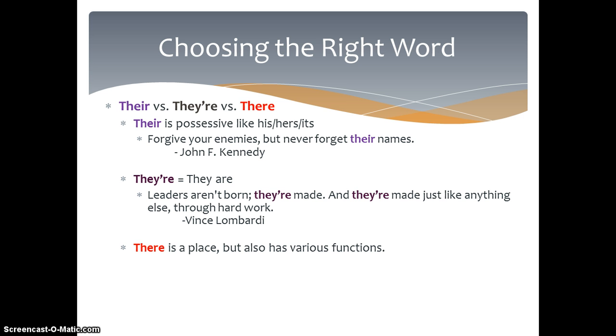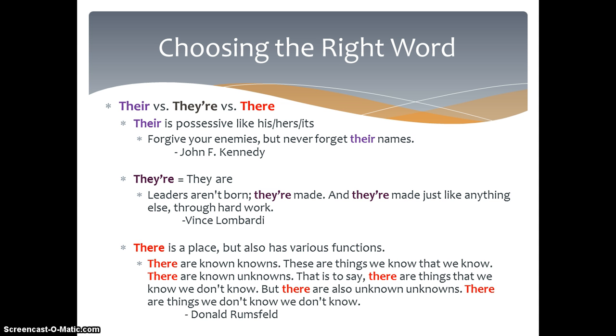Lastly, there is a place, but it also has various other functions. So over there, for instance. "There are known knowns. These are things that we know that we know. There are known unknowns. That is to say, there are things that we know we don't know. But there are also unknown unknowns. There are things that we don't know we don't know." Donald Rumsfeld said that. He was Secretary of Defense under George W. Bush. But anyway, there, in addition to being a place, is kind of the catch-all for all sorts of other theirs. Make sure you get these three squared away.